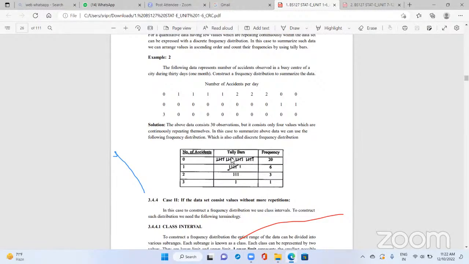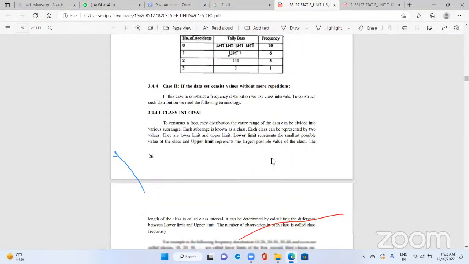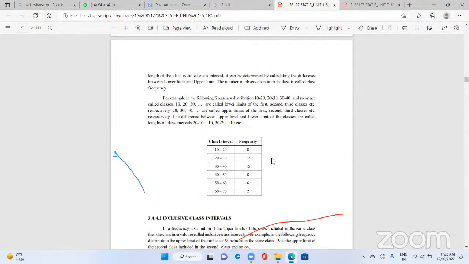It should be easy to count this way. Suppose you write serially 1 1 1 1 1 as tally bars, you cannot count it properly. So this is a set of 5 members. After 4, give a cross. That is 5. 1 set, 2 sets, 3 sets, 4 sets into 5 equals 20. So this makes it very easy to calculate the frequency distribution.